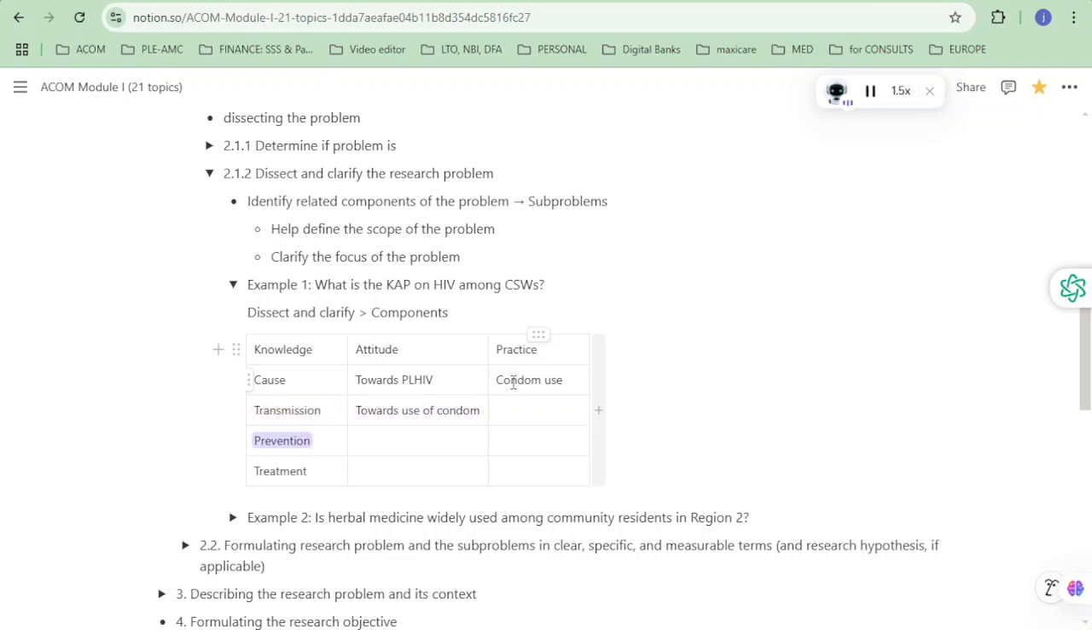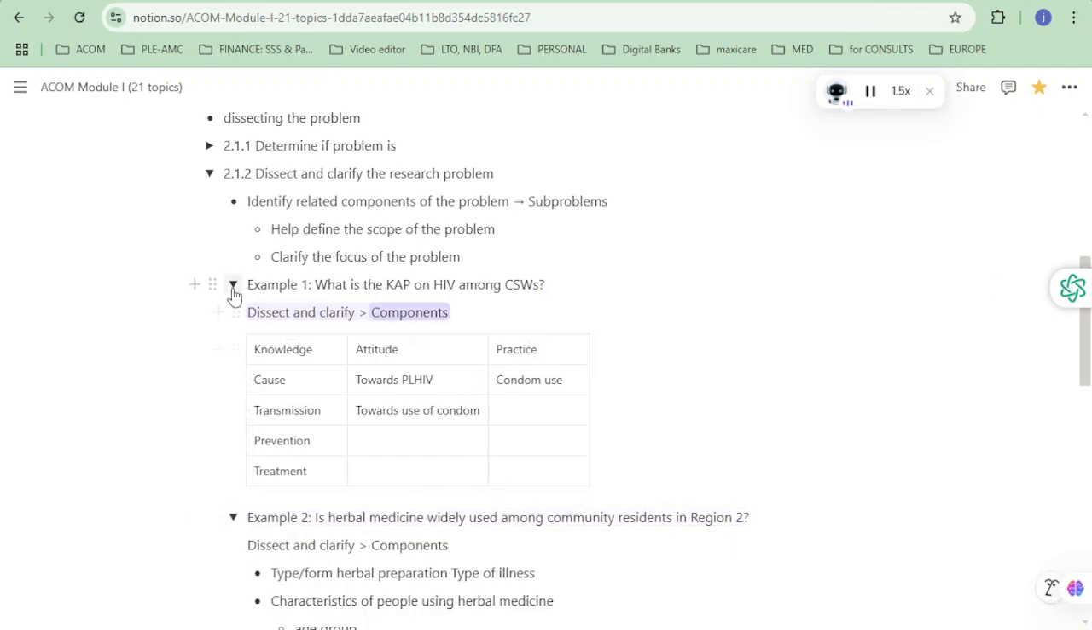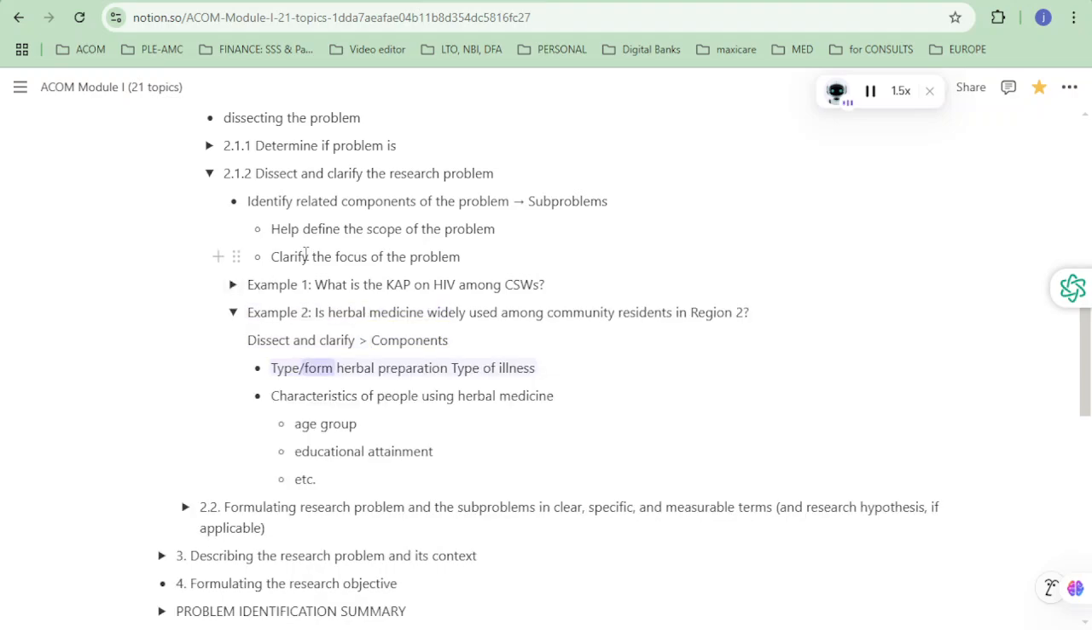Prevention. Treatment. Example 2. Is herbal medicine widely used among community residents in Region 2? Dissect and clarify components. Type/form. Herbal preparation. Type of illness. Characteristics of people using herbal medicine. Age group. Educational attainment. Etc.